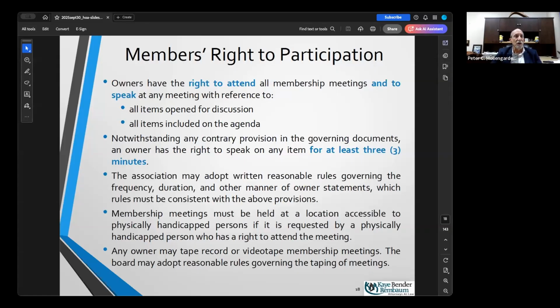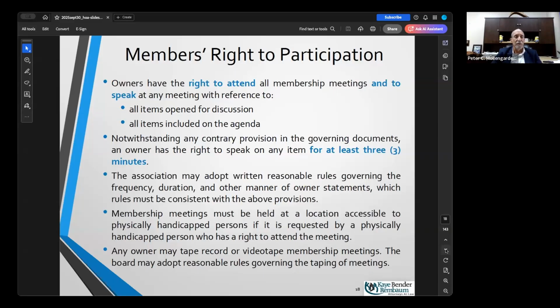Membership meetings must also be held at a location accessible to physically handicapped individuals if it is requested by a physically handicapped person who has a right to attend the meeting. So if any of your owners are disabled or handicapped, and they request that a meeting be held in a handicap accessible location, then you must comply with that request.